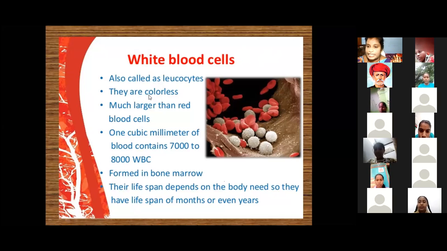Next, white blood cells are all colorless.